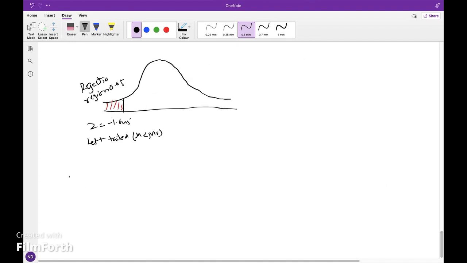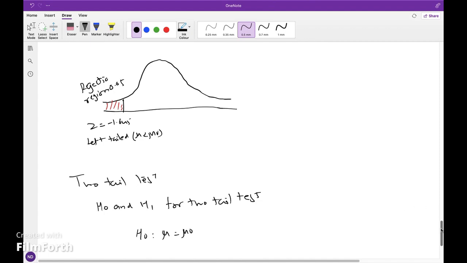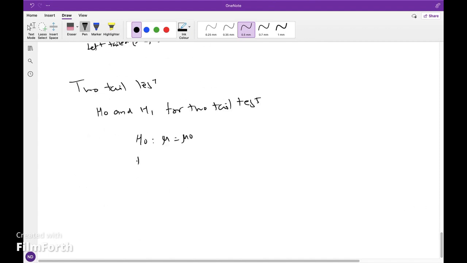Two-tailed test. The null hypothesis and the alternative hypothesis for the two-tailed test: H naught, mu equal to mu naught, and H1, mu is not equal to mu naught, where mu naught is the hypothesis value.